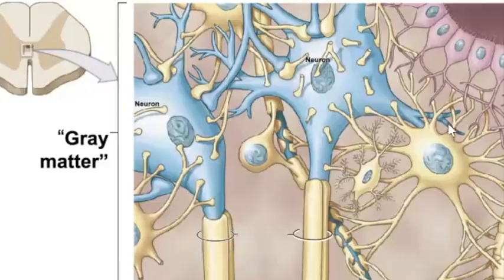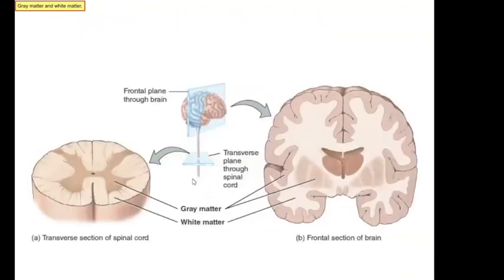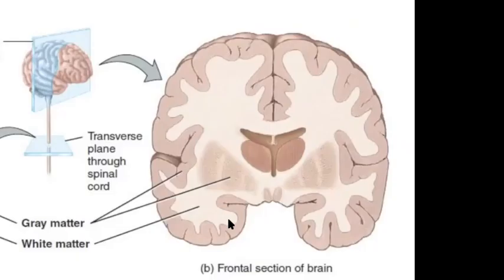The glial cells will be everywhere. Cell bodies, dendrites, gray matter. Myelinated axons, white matter. So here's the spinal cord section. Over here would be all cell bodies and neurons. In the brain, you're going to have a strip on the outside layer called the cerebral cortex.